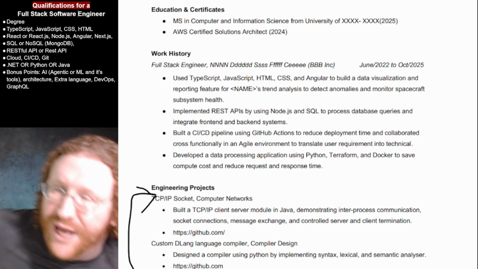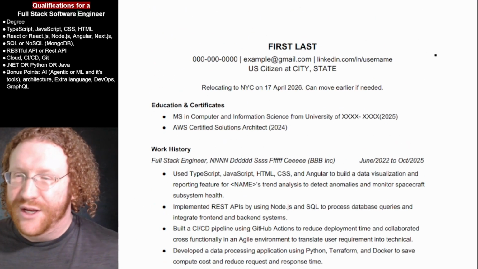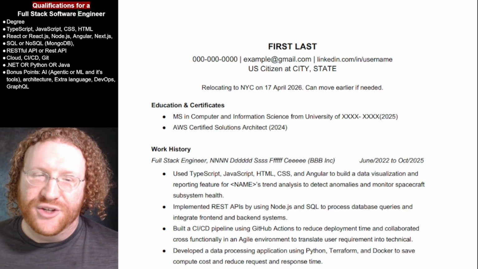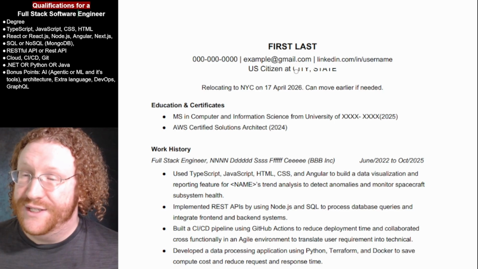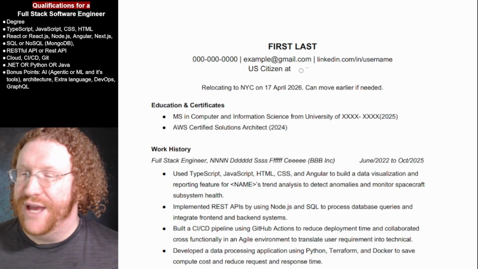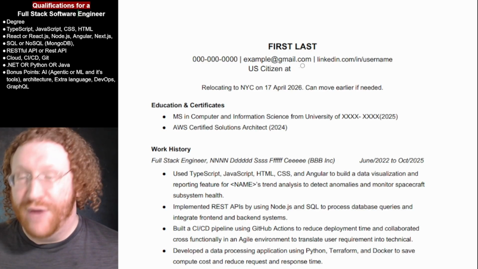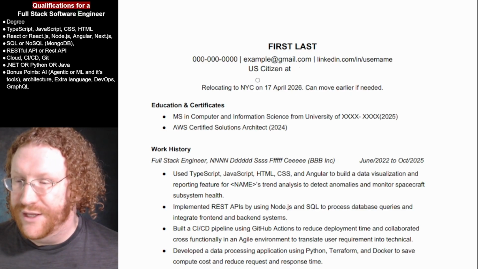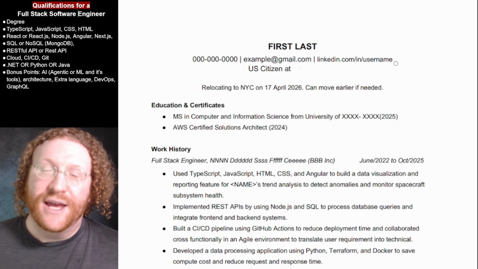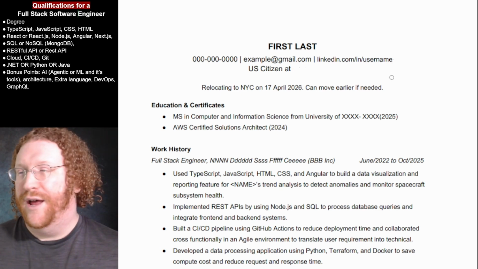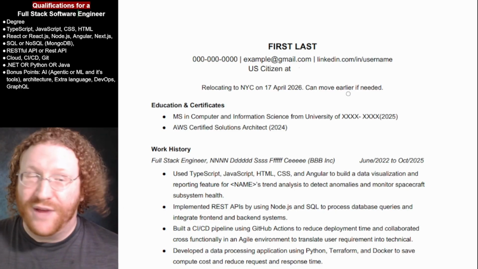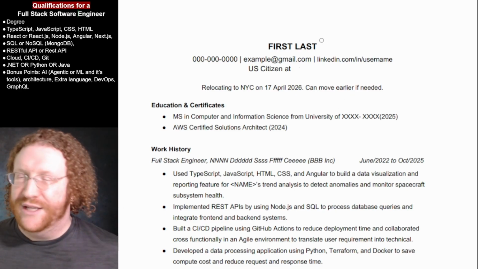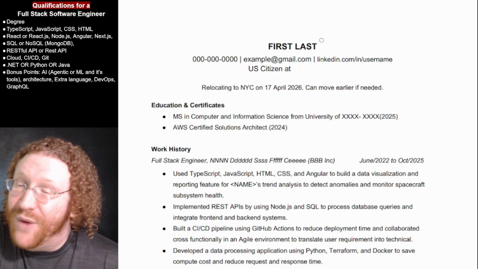It's not bad, but again, you are relocating, and that's always going to be an issue. So here's what I do need you to do if you're doing the relo. Don't put city and state, right? This doesn't matter. Just say U.S. citizen relocating to New York City on the 17th of April, 2026, can move earlier if needed. That is what you want to do. Also, if you're relocating that soon, you may want to give yourself like a month just in case, but otherwise that's it. So resume-wise, I think this is good.